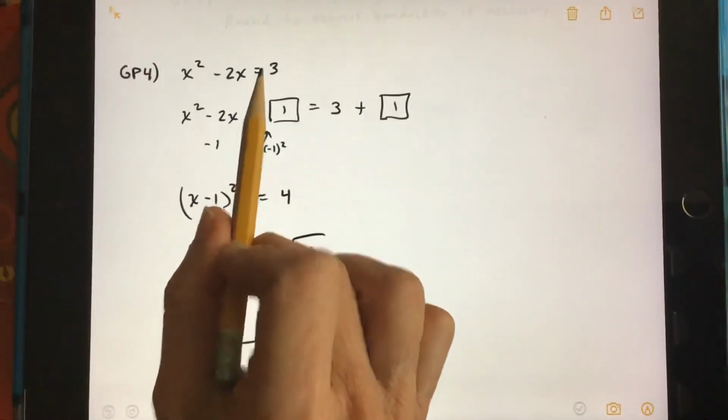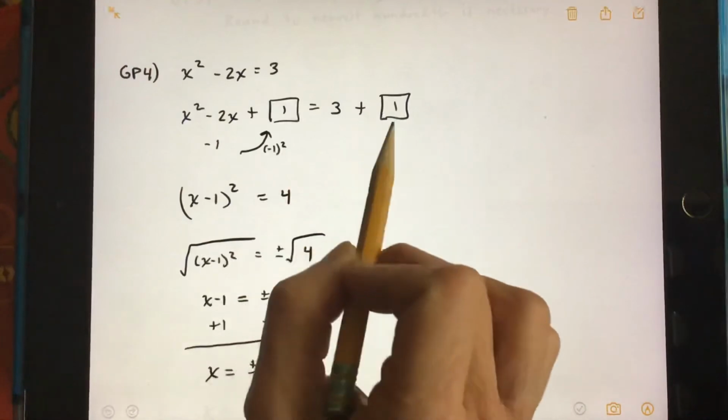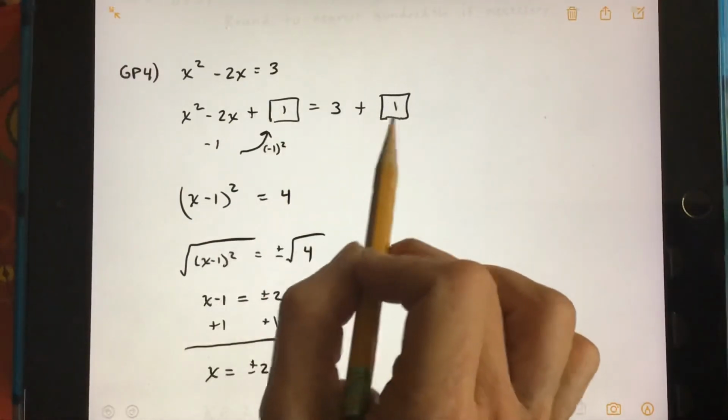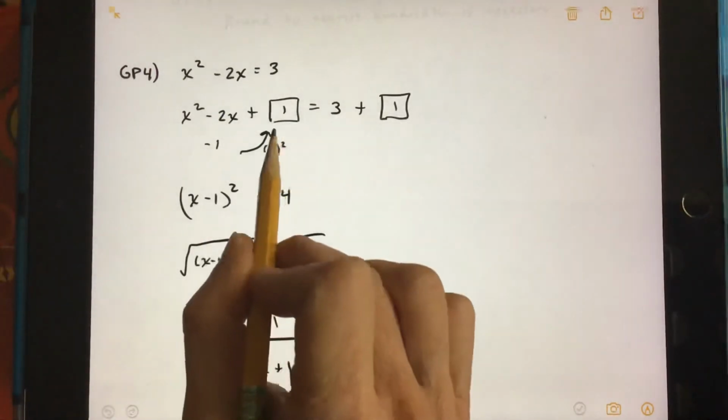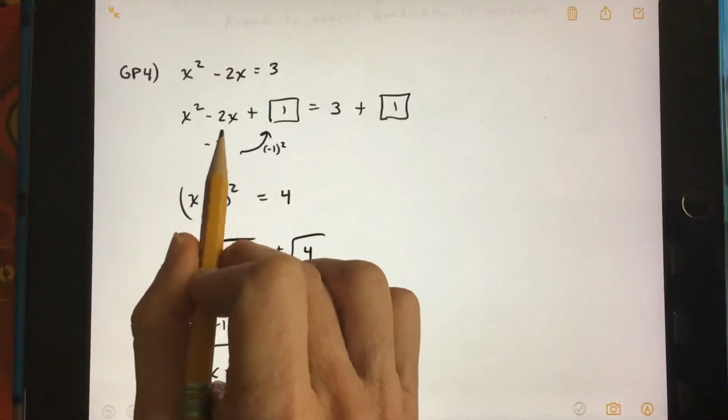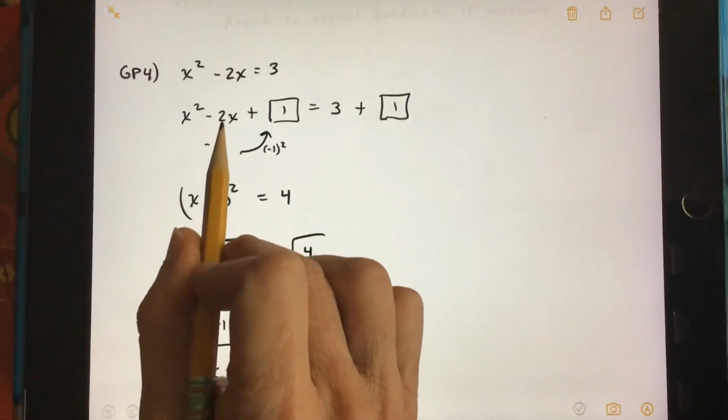The first thing is to open up a plus box on both sides so that we can complete the square. Of course, this box is open as we begin the problem. We have to figure out what goes in both of these boxes. To figure out what goes in here, we're going to cut that coefficient on our x term in half, or we're going to divide it by 2, which is the same thing.